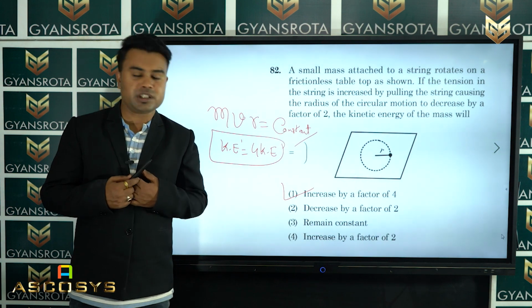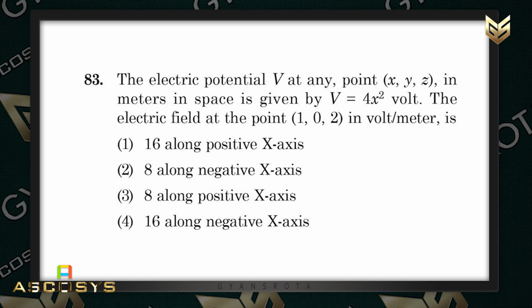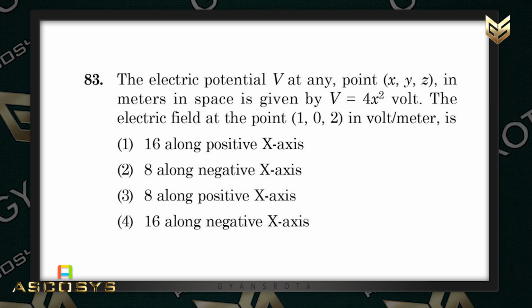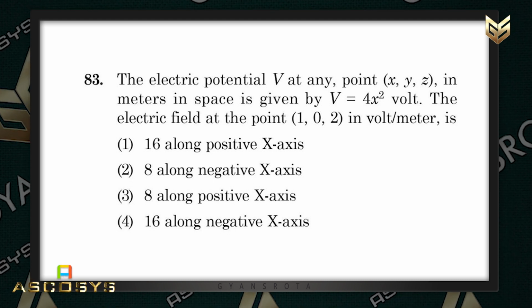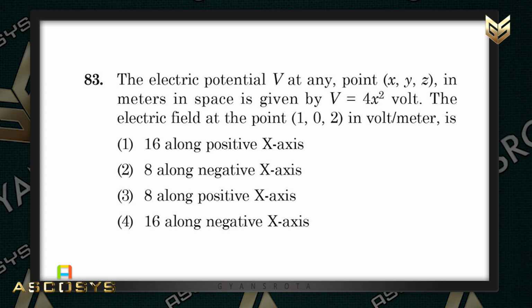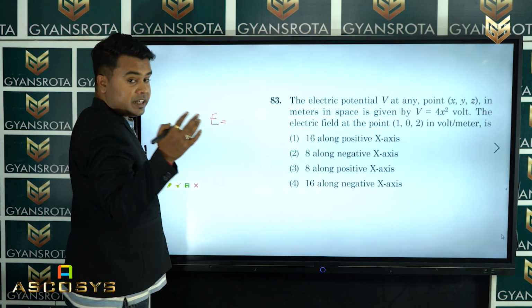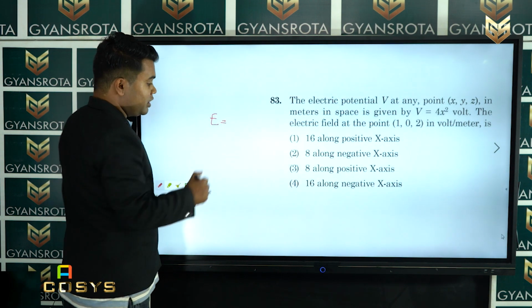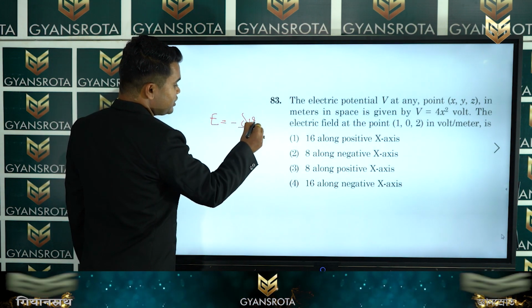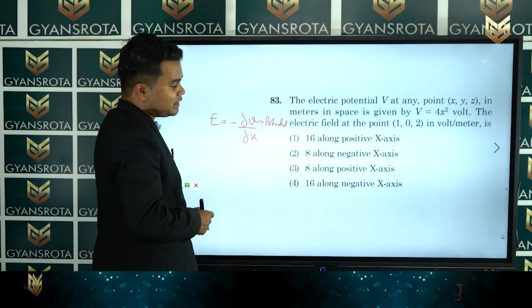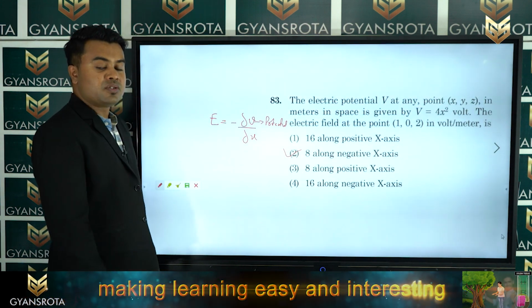Now let us move to the next question, that is question number 83. The electric potential at any point x, y, z in meters in space is given as V is equal to 4x cube. The electric field at a point 1, 0, 2 in volt per meter is given by. So your electric field can be written as, from the chapter electrostatic potential, please remember that, minus del V by del x, V is your potential. When you use this formula, the correct answer will come out to be 8 along negative x axis. So this is the right answer.